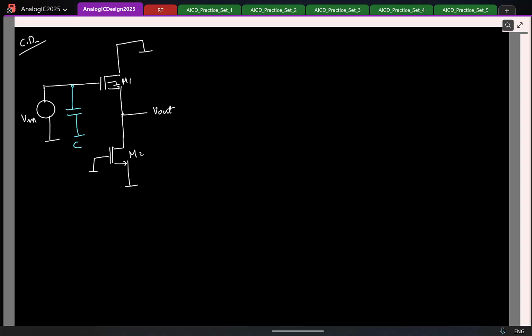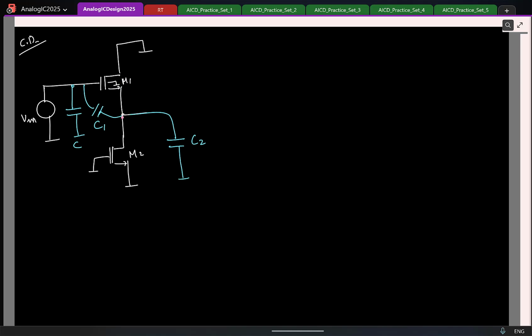Similarly I have a capacitance from gate to source, let me call that C1. Similarly at the output I have a capacitor, I will call it C2. This will include the drain to bulk capacitance of M2, the drain to gate capacitance of M2, the source to bulk capacitance of M1, and you can look at it and write.